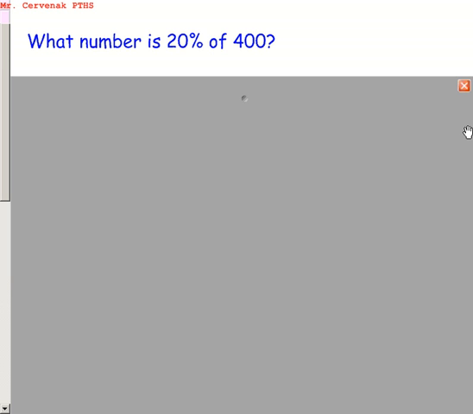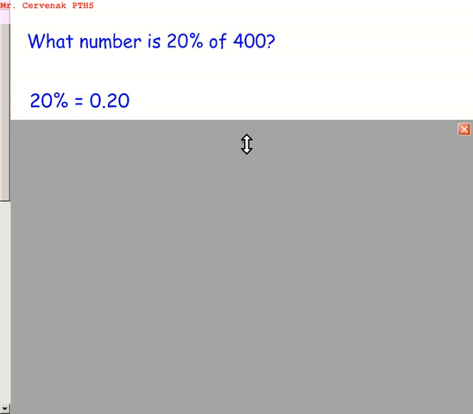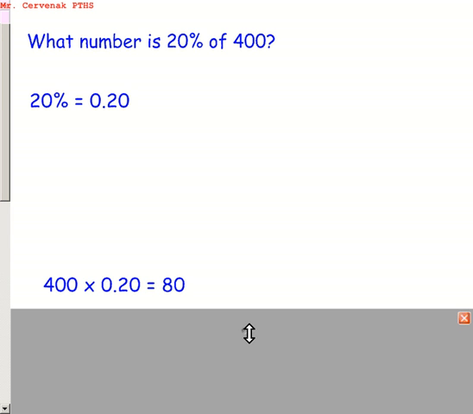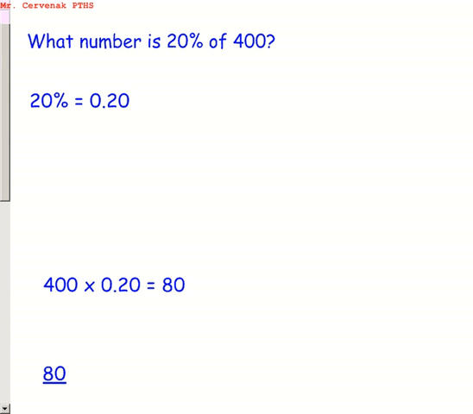What number is 20% of 400? Step 1, convert 20% to a decimal. 20% equals 0.20. Step 2, multiply the whole, 400 times 0.20 equals 80. So our final answer is 80. 80 is 20% of 400.